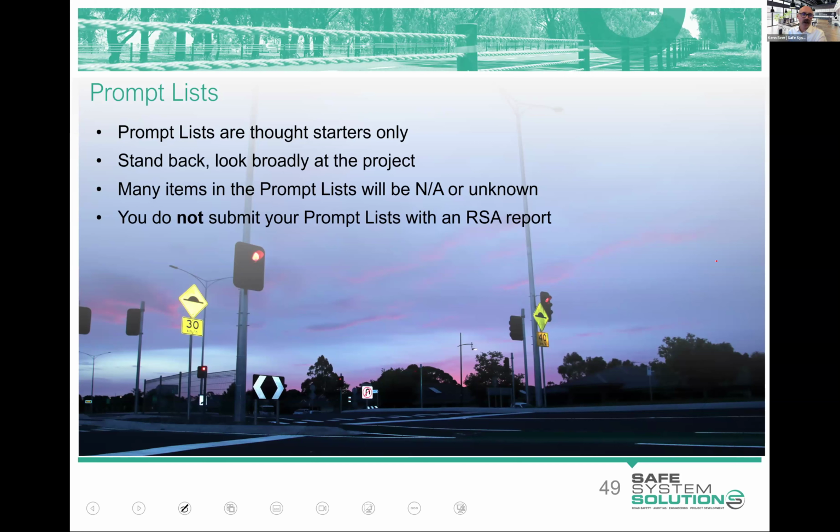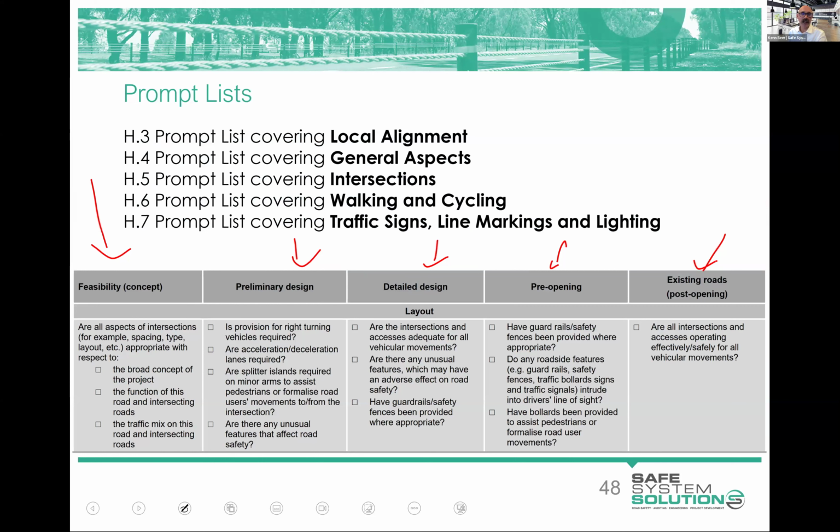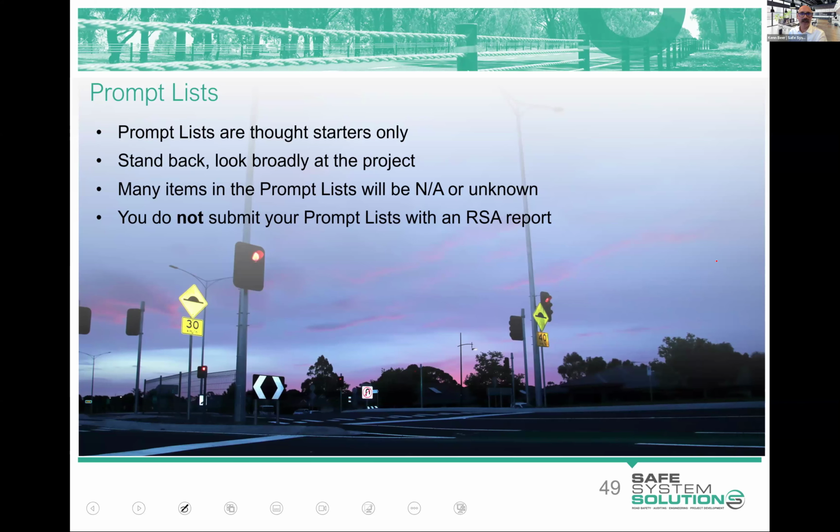That's the basics of auditing. Many items will be unknown. Now, an important one here, you do not submit your prompt list as part of a road safety audit report. So you'll have printouts of these, no doubt, which you can do, and you'll tick ones you've thought about, write notes on it and everything like that. Don't add that to your audit report. Just take the ones that have prompted thought and you identify a finding and then you put that finding in.